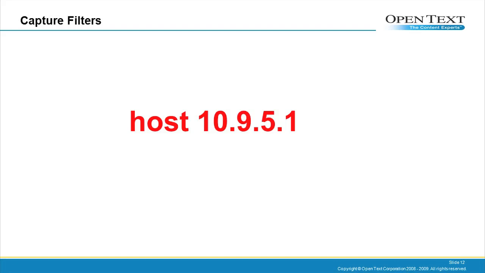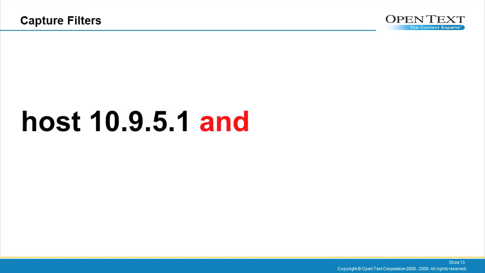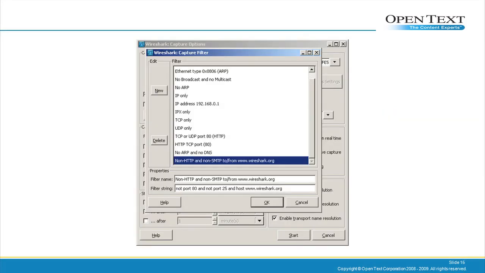Capture filters limit the initial capture and use a very different syntax. To limit to a single IP address, use host, then the IP address. Logical ANDs are separated by the word and, logical ORs are separated by the word OR. To get rid of web traffic, I can say port not, and then its port number. Click on the Capture Filter button in the Options dialog for a list of sample filters.